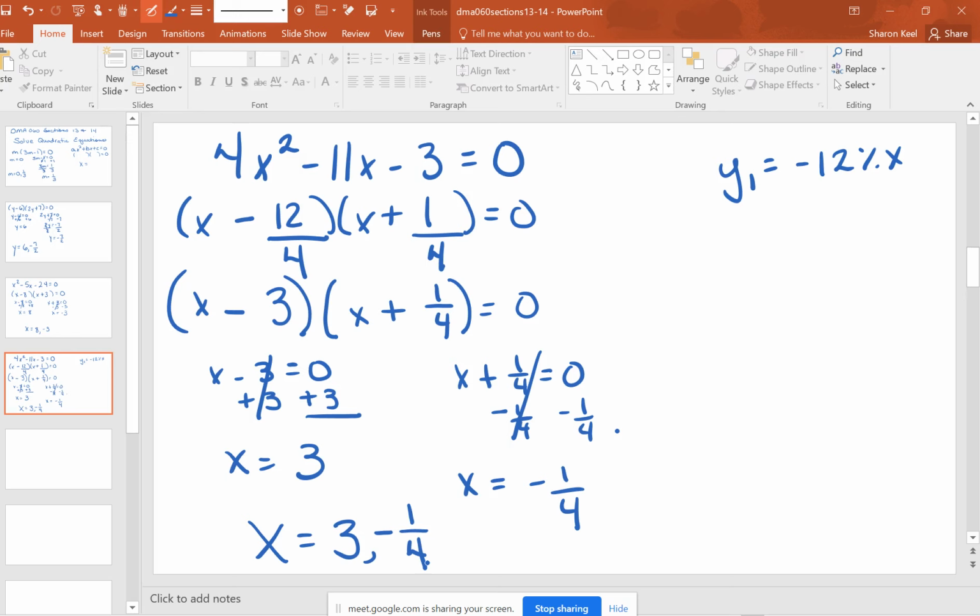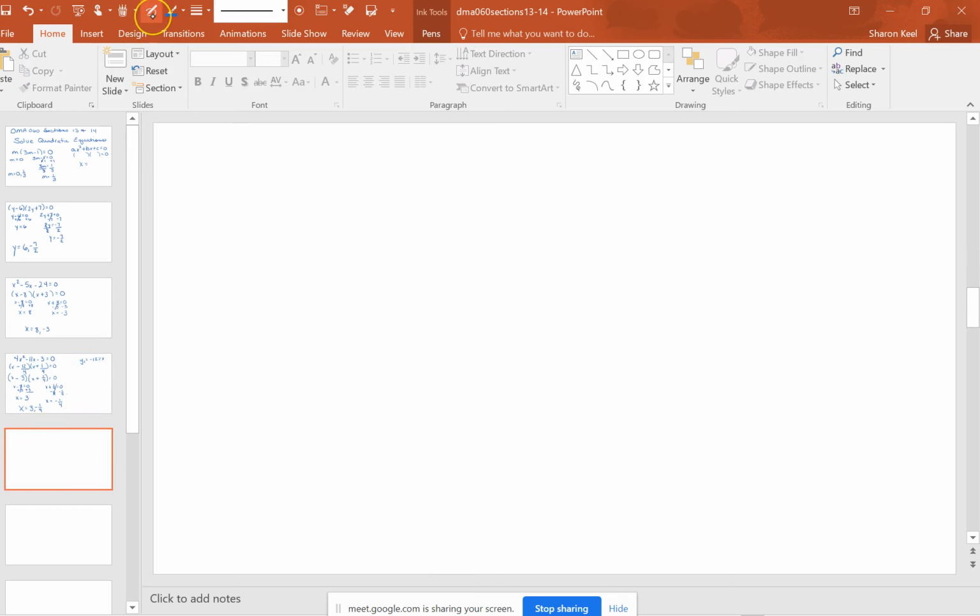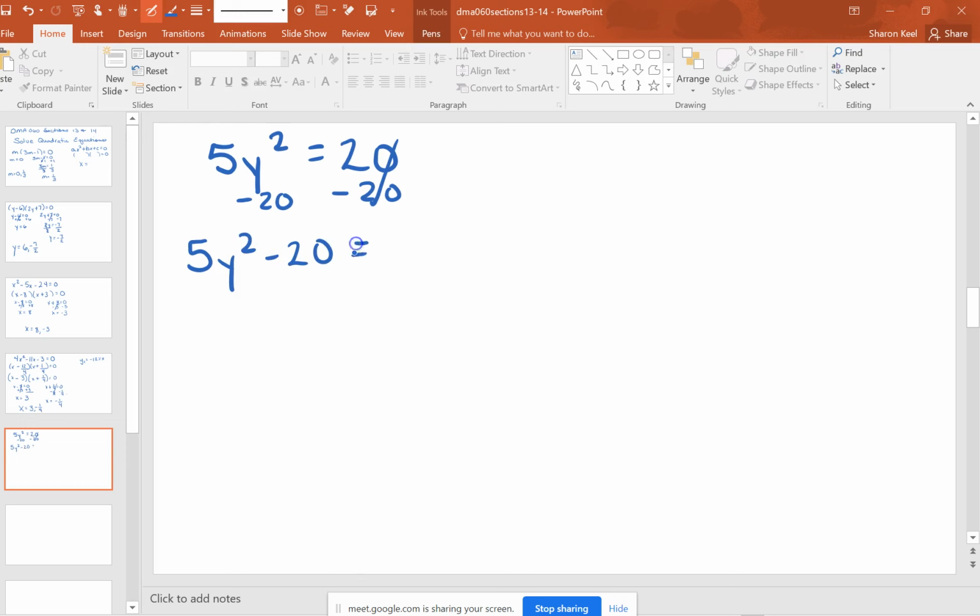Now, not all of the problems will be in the correct order. Sometimes you'll be given problems, and let's say we have this: 5y squared equals 20. When I look at this, it's not set equal to 0. So if I move my 20 to the left side, I would have 5y squared minus 20 is equal to 0. For this problem, I have a greatest common factor of 5, that's with y squared minus 4. I can now factor this into a difference of squares.